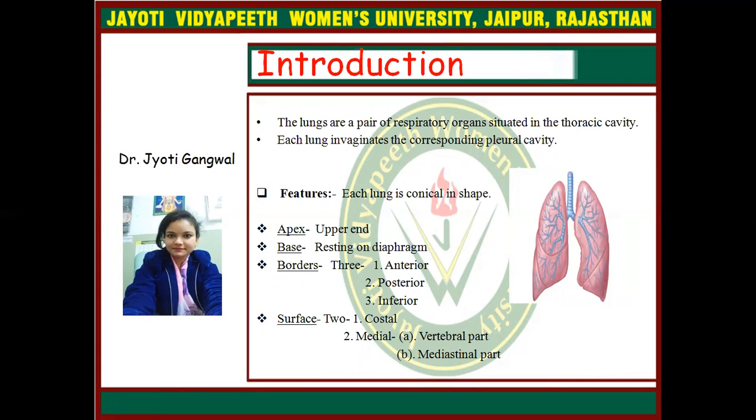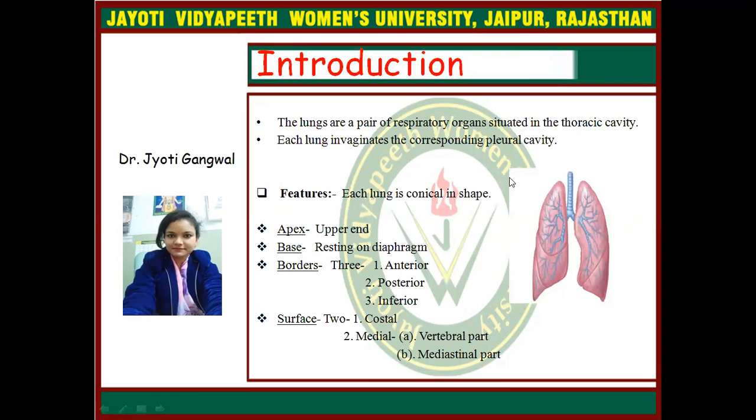The lungs are a pair of respiratory organs situated in the thoracic cavity. Each lung invaginates the corresponding pleural cavity. Now we will see the features of the lung. Each lung is conical in shape. Here we can see in this diagram the conical shape of both lungs.